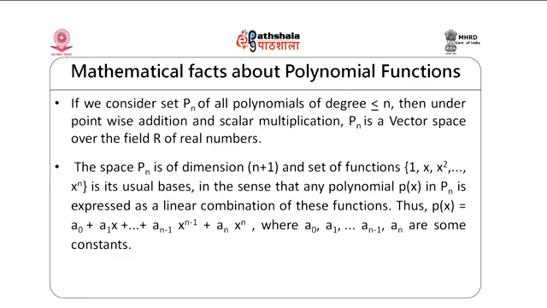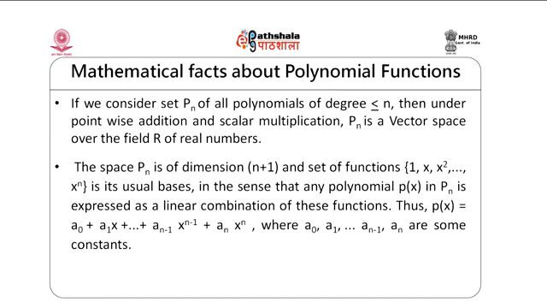Mathematical facts about polynomial functions, we are continuing further. So, if we consider the set P_n of all polynomials of degree less than or equal to n, now we are putting an algebraic structure on that. Under pointwise addition and scalar multiplication, P_n is a vector space over the field of real numbers, because all coefficients are real. So, if we add two polynomial functions point by point, that is pointwise addition we are considering, and scalar multiplication means you take any constant alpha times the polynomial p(x).